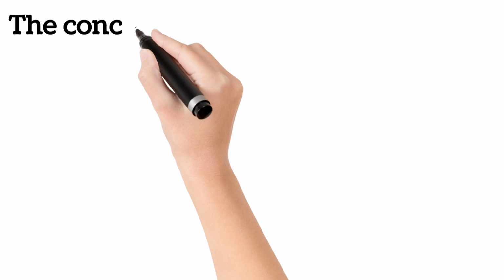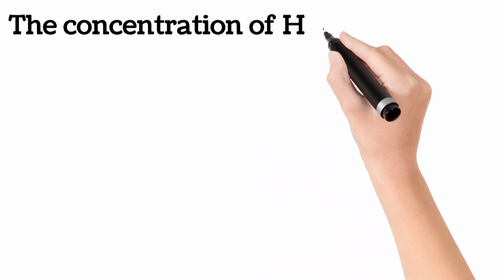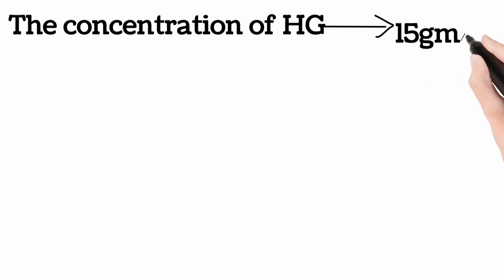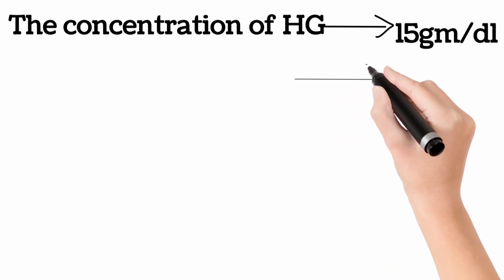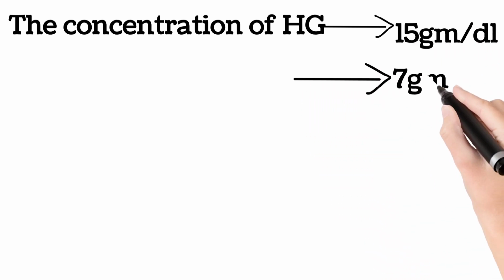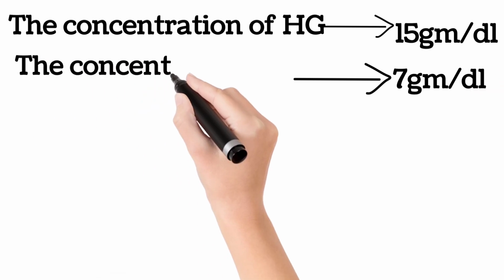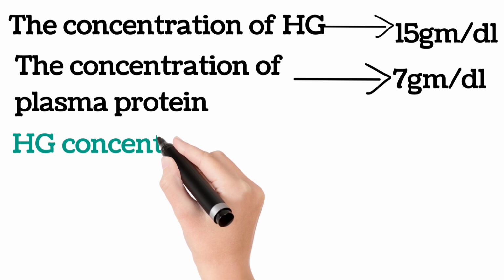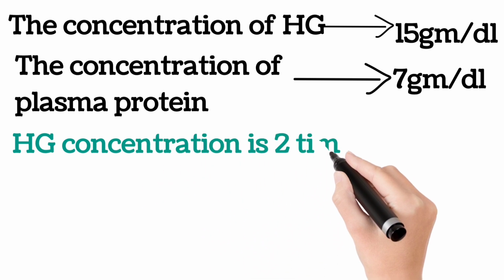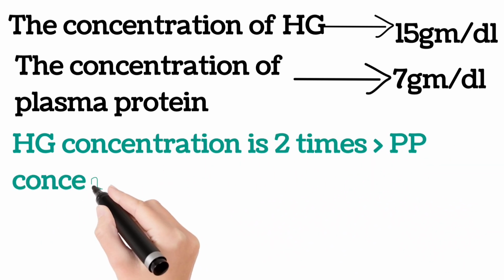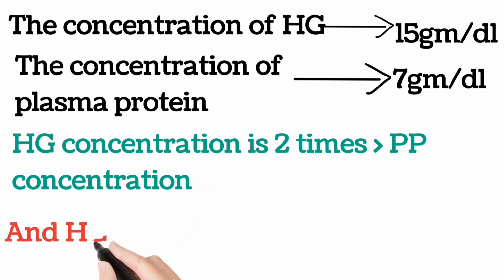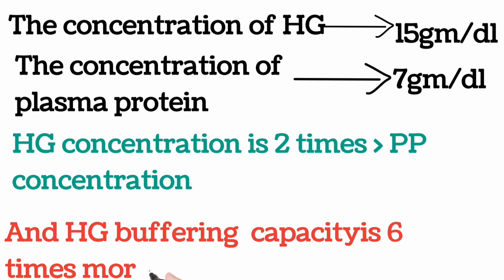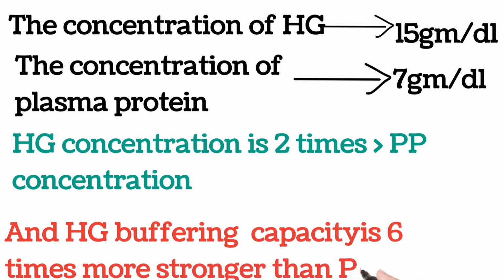Here are some figures of the intracellular buffer. As we know, the concentration of hemoglobin is around 15 gram per deciliter in blood, whereas the concentration of plasma proteins in blood is around 7 gram per deciliter. That means that hemoglobin concentration is 2 times more than the concentration of plasma proteins, and the hemoglobin buffering capacity is 6 times more effective than the plasma protein, making a very strong buffer.